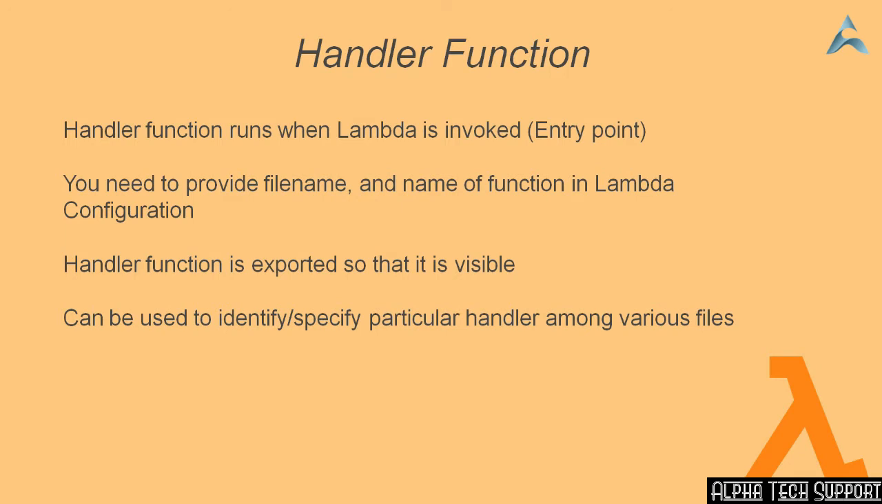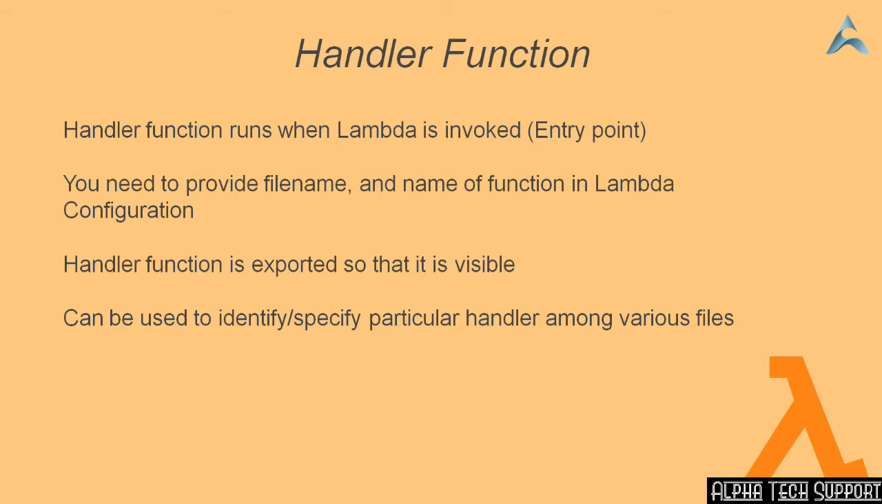It is similar to the main function in C, C++, and other languages like Java. It is the first function which is invoked. It handles the input request. It uses certain objects like callback, context, and event object. You need to provide a file name and the name of the function in the Lambda configuration for this handler function.